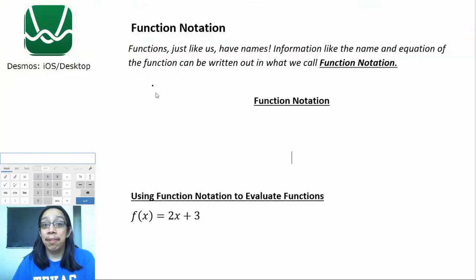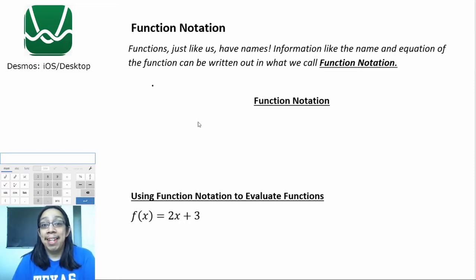In this video, we're going to be talking about function notation and using that notation to evaluate functions. Let's go ahead and get started. So what is function notation to begin with? Basically, function notation is a way of differentiating between different equations, tables, and graphs.